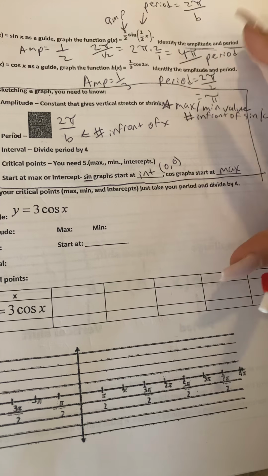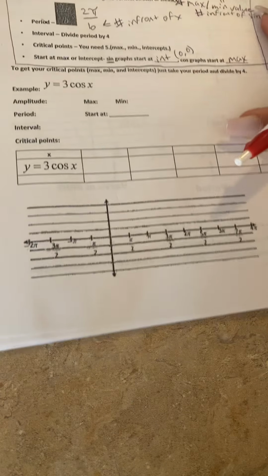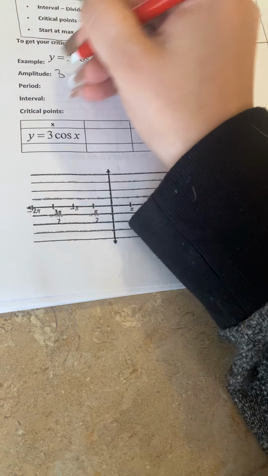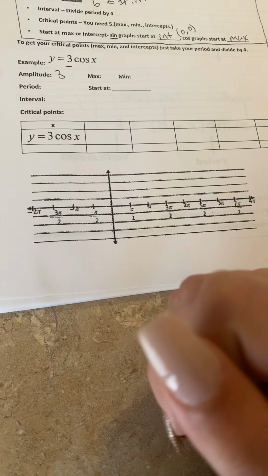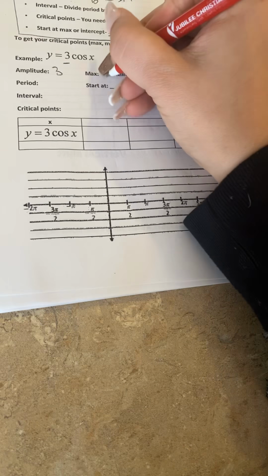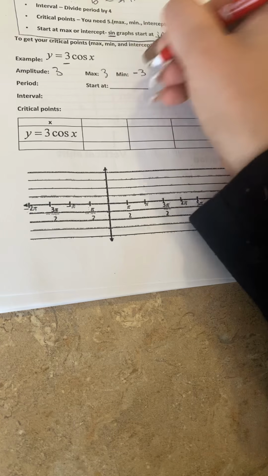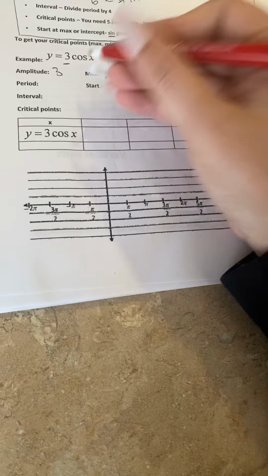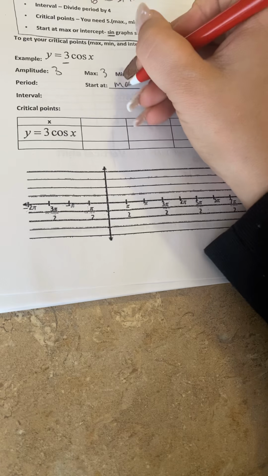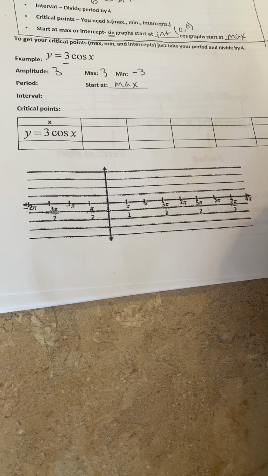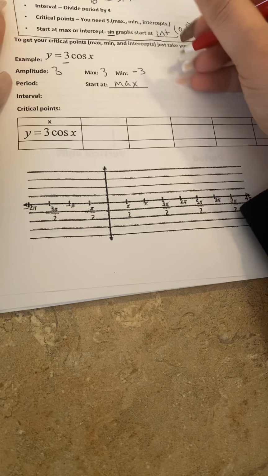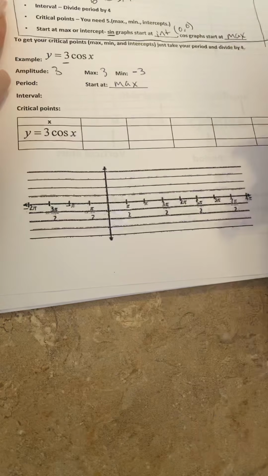Okay? So, for example, we've got 3 cosine of x. My amplitude here is 3 because that's the number in front of cosine, which means that my maximum is +3 and my minimum is at -3. We always, with cosine, start at our max value. So that means I'm going to be starting at 0, 3. And then our period, and I'll fill out the table here in a minute and explain what all that is.